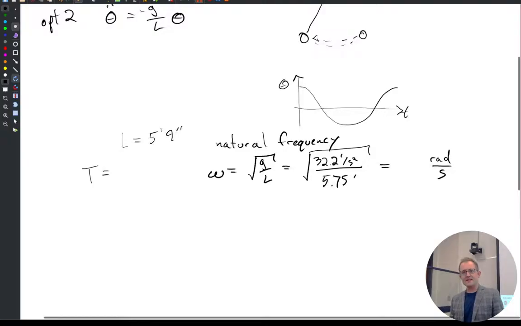Then what the heck's the time period? Yeah, isn't our period equal to 1 over frequency? Frequency is omega over 2 pi. So when was the last time that we solved that period? 1 over 2 pi times omega.